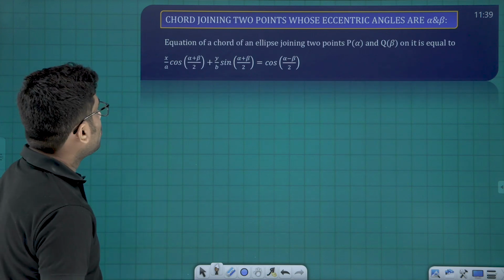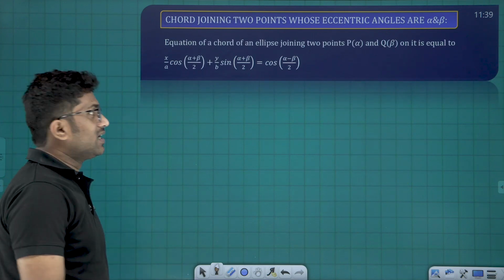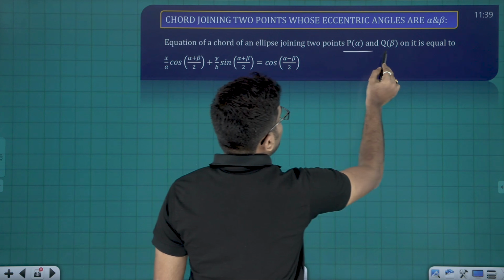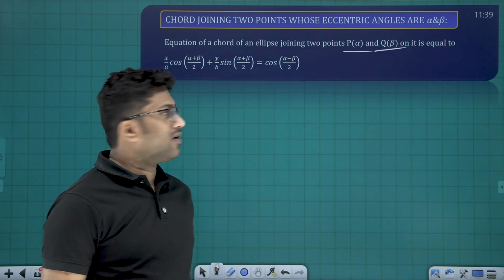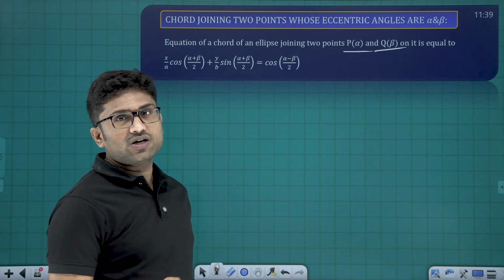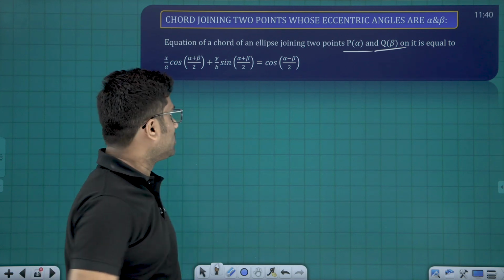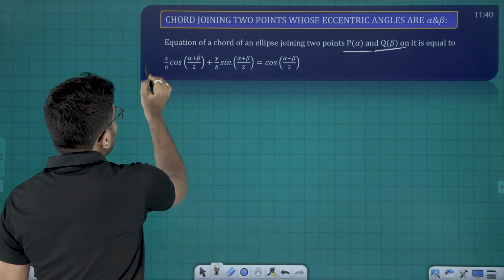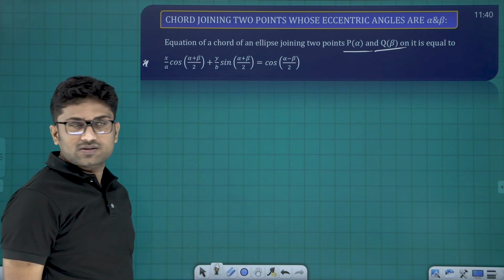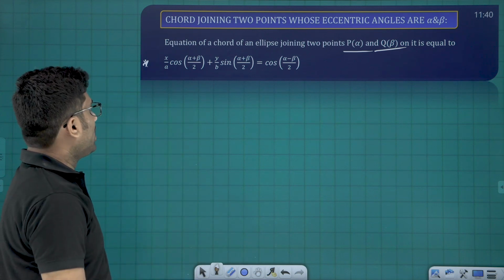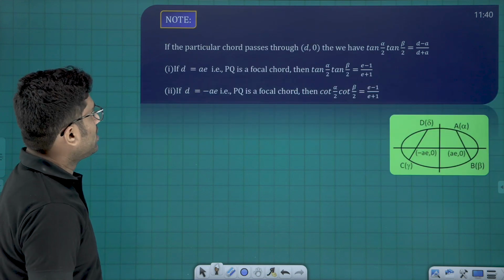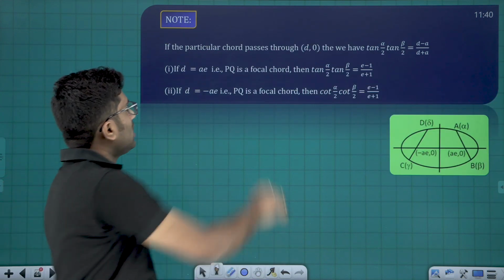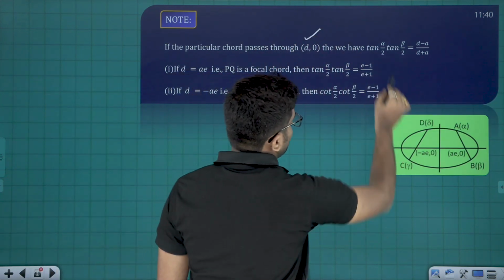Next, the chord joining two points whose eccentric angles are given. So if P of alpha comma Q of beta, P of alpha means a cos alpha comma b sin alpha, and Q of beta means a cos beta comma b sin beta, are any two points, then the equation of the chord is x by a into cos of alpha plus beta by 2 plus y by b into sin of alpha plus beta by 2 is equal to cos of alpha minus beta by 2.